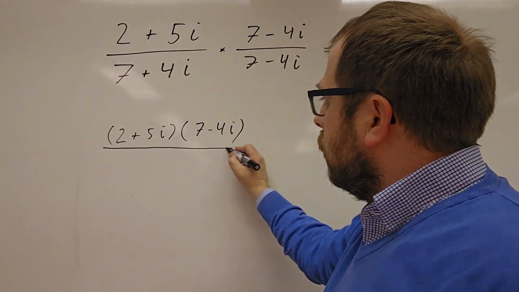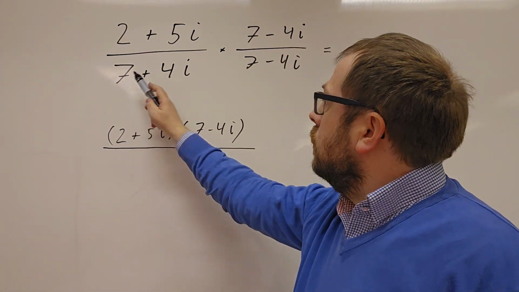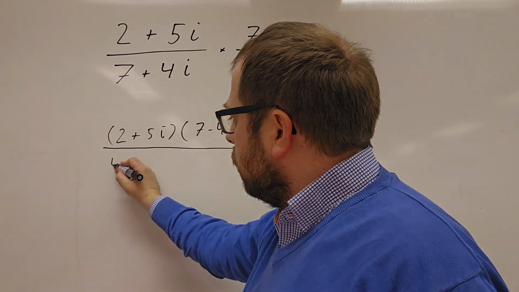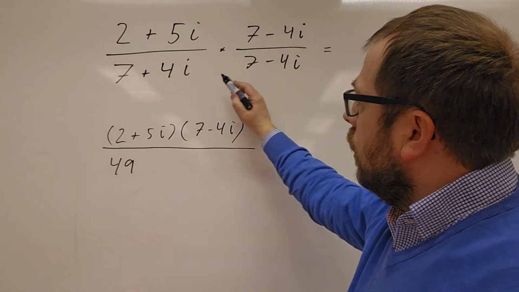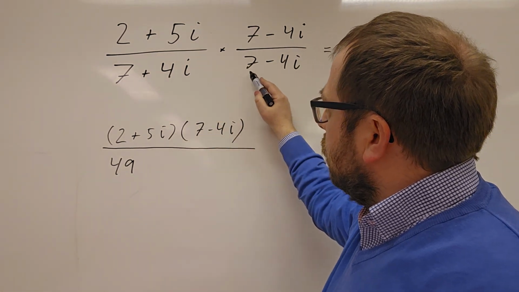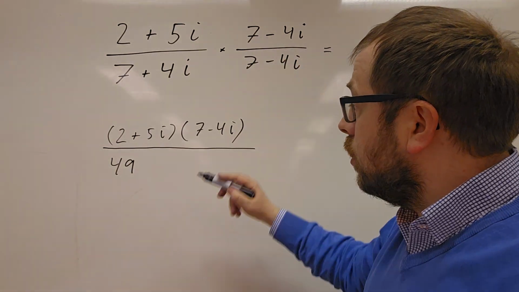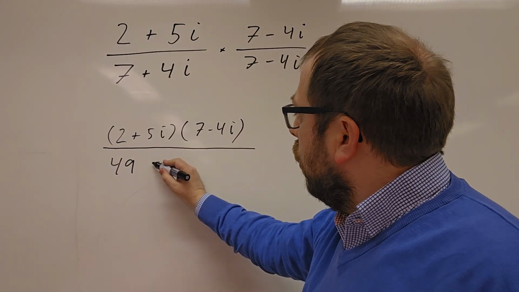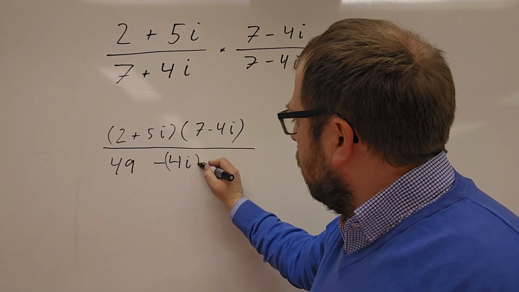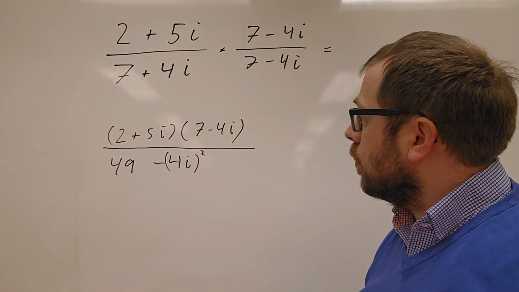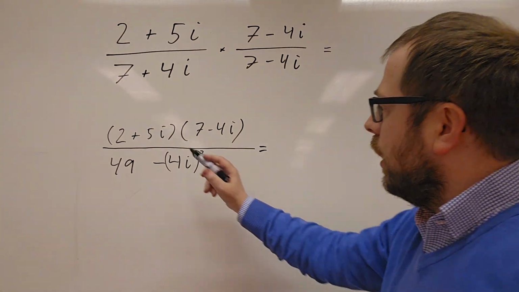And in the denominator, I'll get very much the same thing, but we can see here I have 7 times 7, that's 49. Then 7 times minus 4i, and 4i times 7. Those two will cancel, which is of course why I chose this particular thing to multiply by. So my next term will only be minus 4i squared. And this will turn out to be, of course, real.